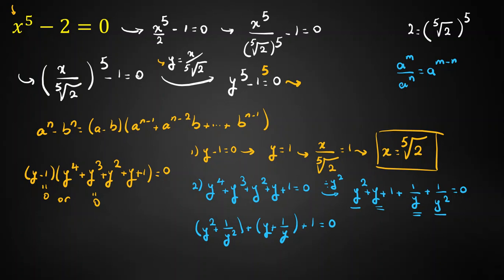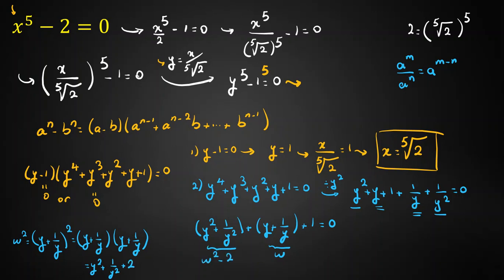And then I consider y plus 1 over y equal to, for example, w. Then, if we consider w squared, it will be y plus 1 over y, squared. If you don't know this identity, we write it twice: y plus 1 over y times y plus 1 over y gives y squared plus 1 over y squared plus y times 1 over y plus 1 over y times y, which is 1 plus 1, 2. So this part will be w squared minus 2. So we've concluded that w squared plus w minus 1 equal to 0.